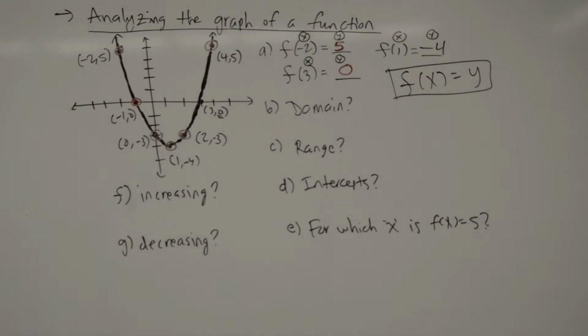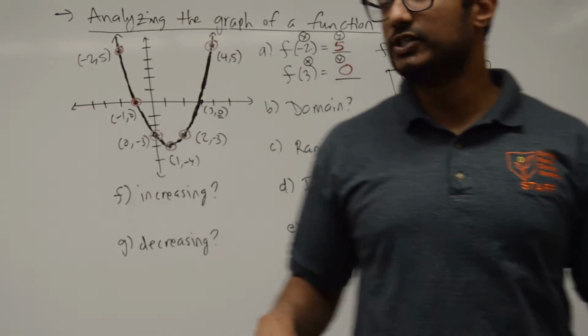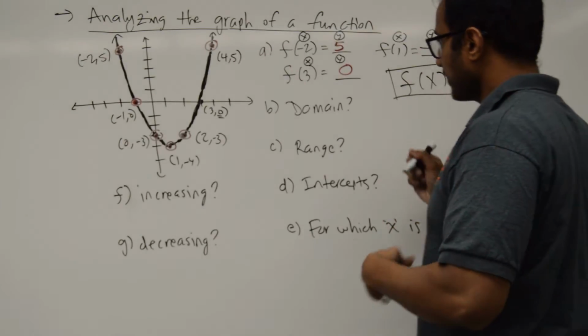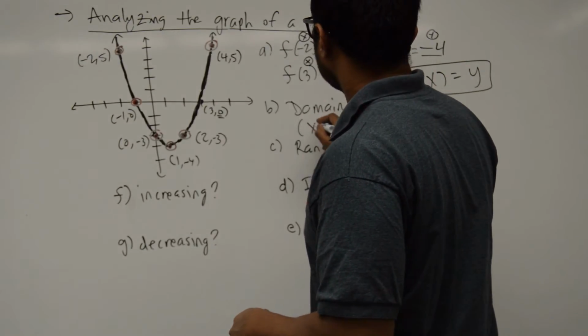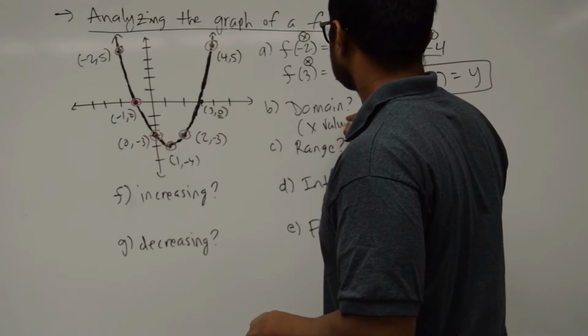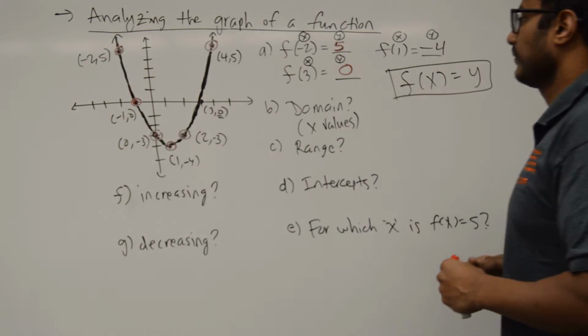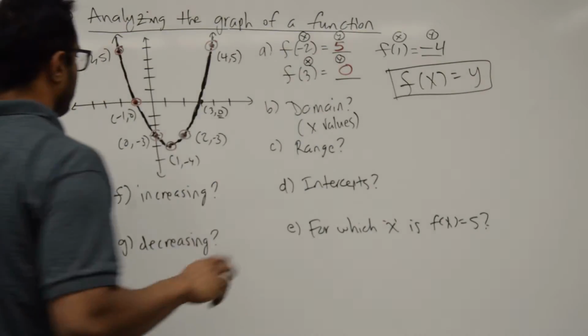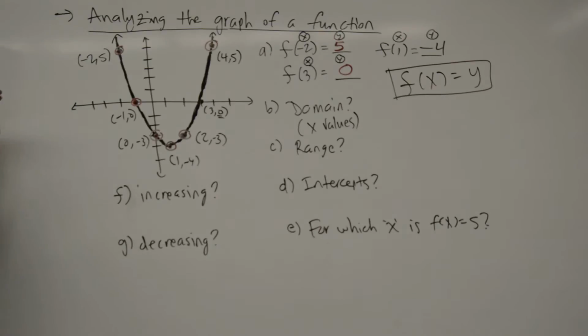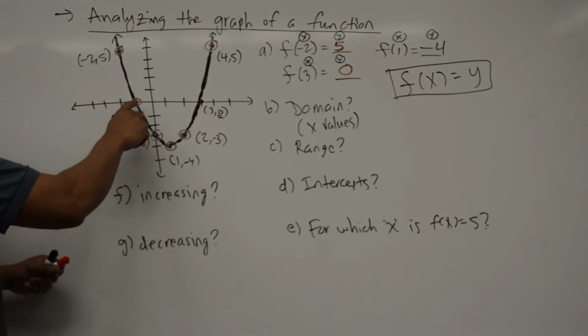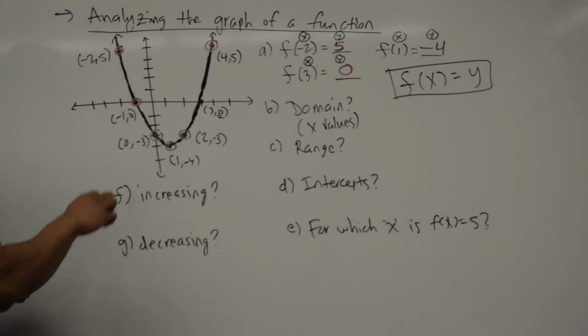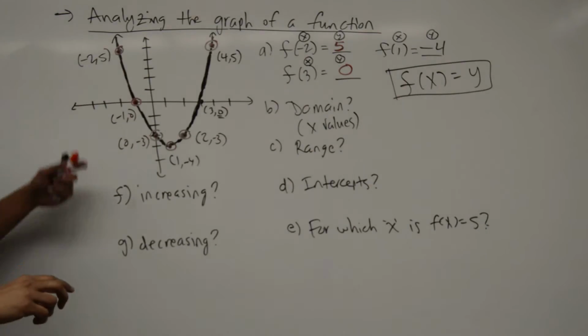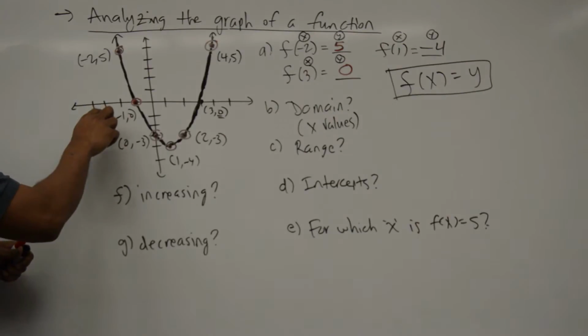Part B, it asks for domain. Okay, now, domain, we learned in the previous section, this refers to all the x values that have a real solution. So in other words, if you look at it from the perspective of a graph, what are all the values of x for which there's a y value on the graph? Okay, so for example, for x equals negative 1, we have a y value. For x equals negative 2, we have a y value. It's 5.